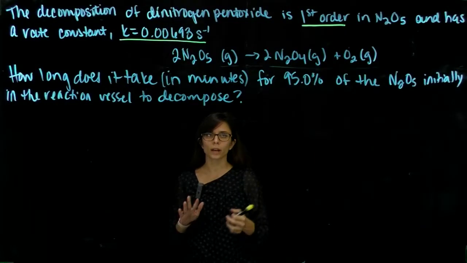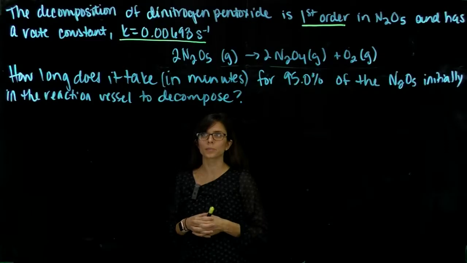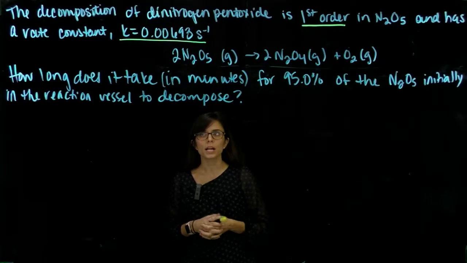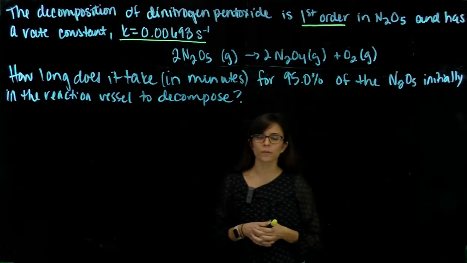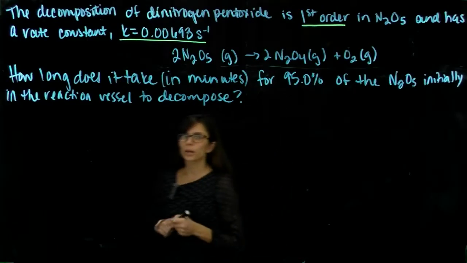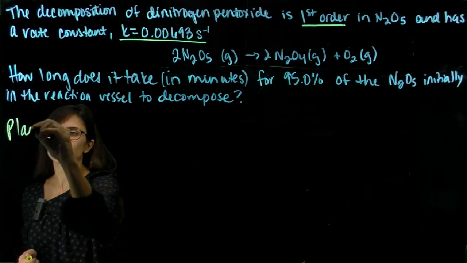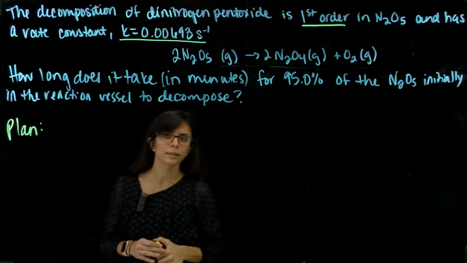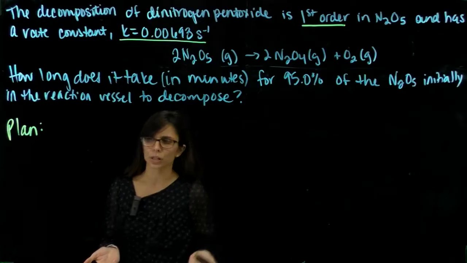Okay, so now we're going to look at that same reaction, the decomposition of dinitrogen pentoxide, and we want to know how long it takes for 95% of that reactant to decompose. All right, so if we start with our plan, let's just write mathematically what the question is, basically.